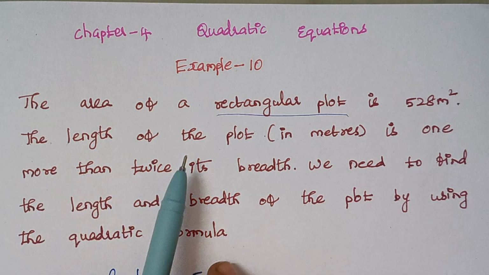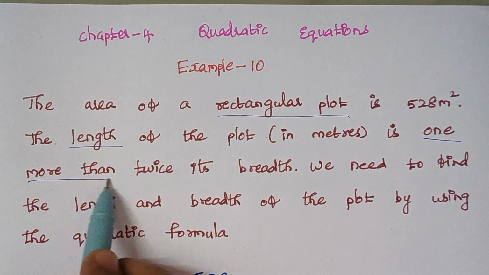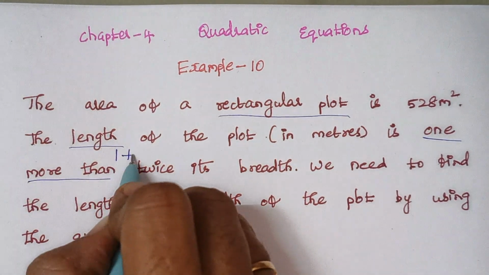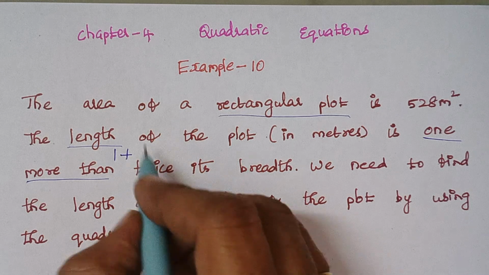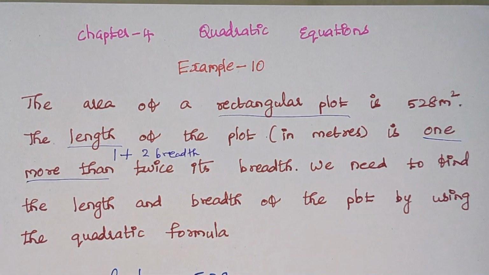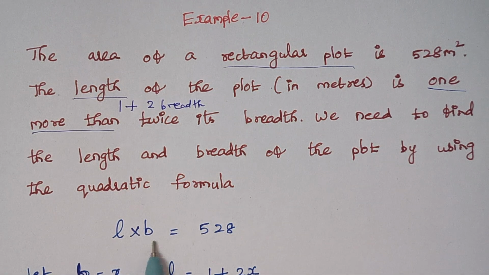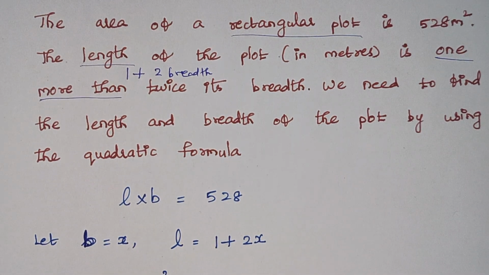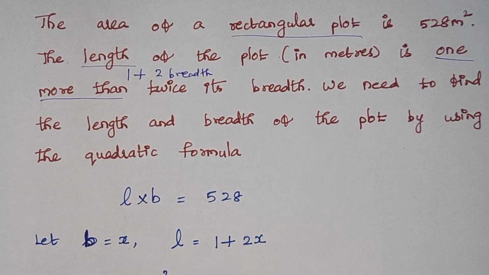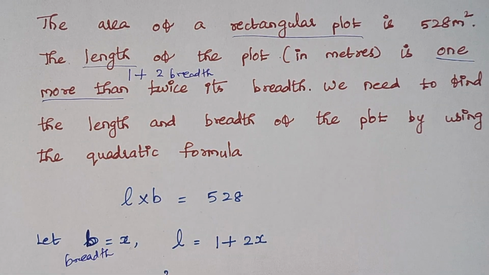So here you see the relationship. Length of the plot is 1 more than. What do you mean by 1 more than? It is 1 plus twice its breadth. Okay, 2 times of its breadth. This is the meaning here. Therefore, you see here area is given by, that is length into breadth is equal to 528. Now we are taking the value of breadth as x. Okay, let breadth be x.